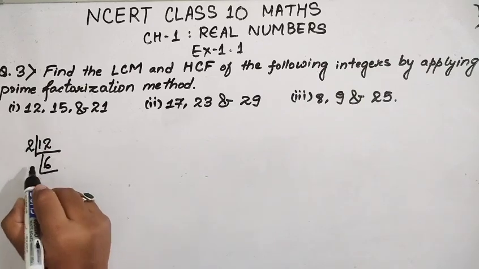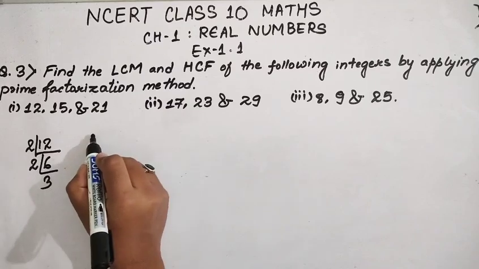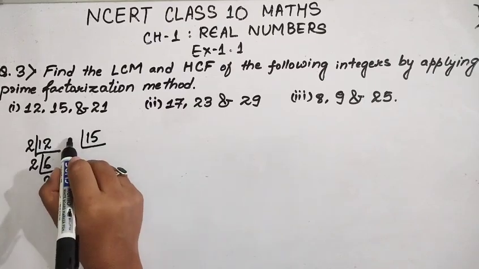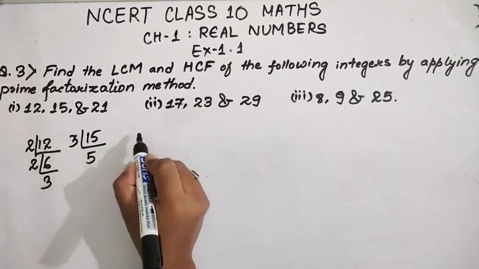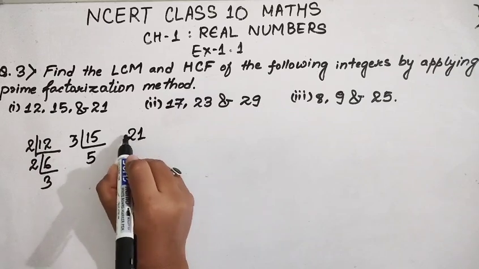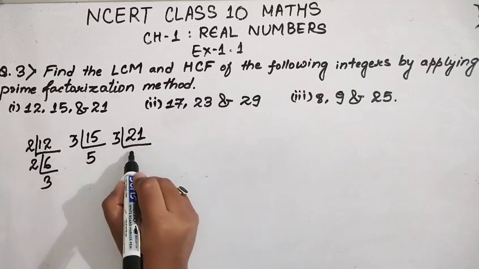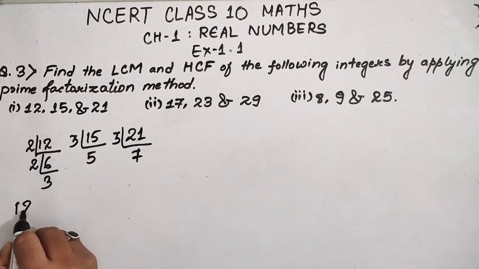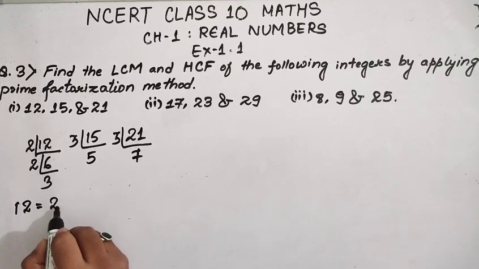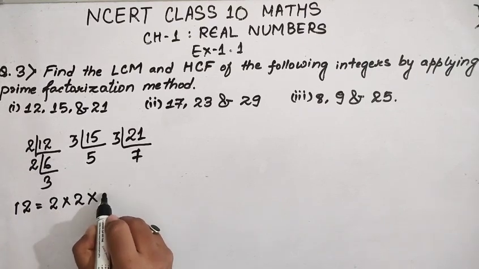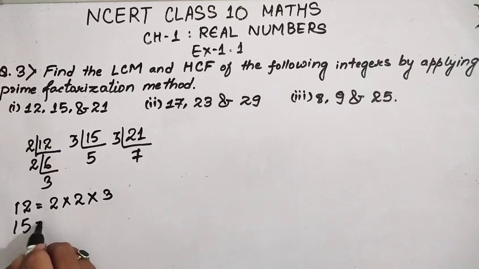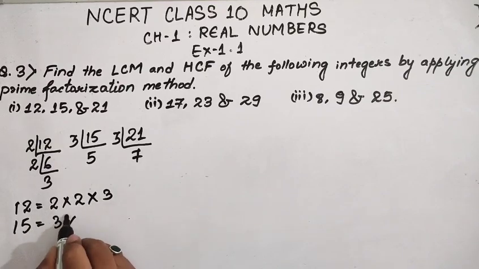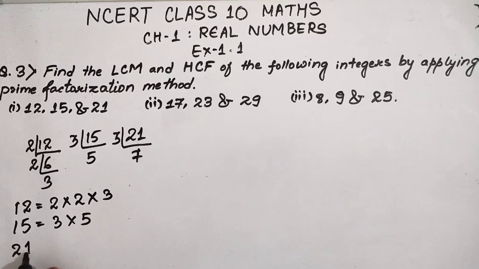2 into 6 is 12. Again, 2 into 3 is 6. Another we have 15. 3 into 5 is 15. Another we have 21, which is 3 into 7. First of all, we will write the factors. That is 2 into 2 into 3 for 12. For 15, it is 3 into 5. And for 21, it is 3 into 7.